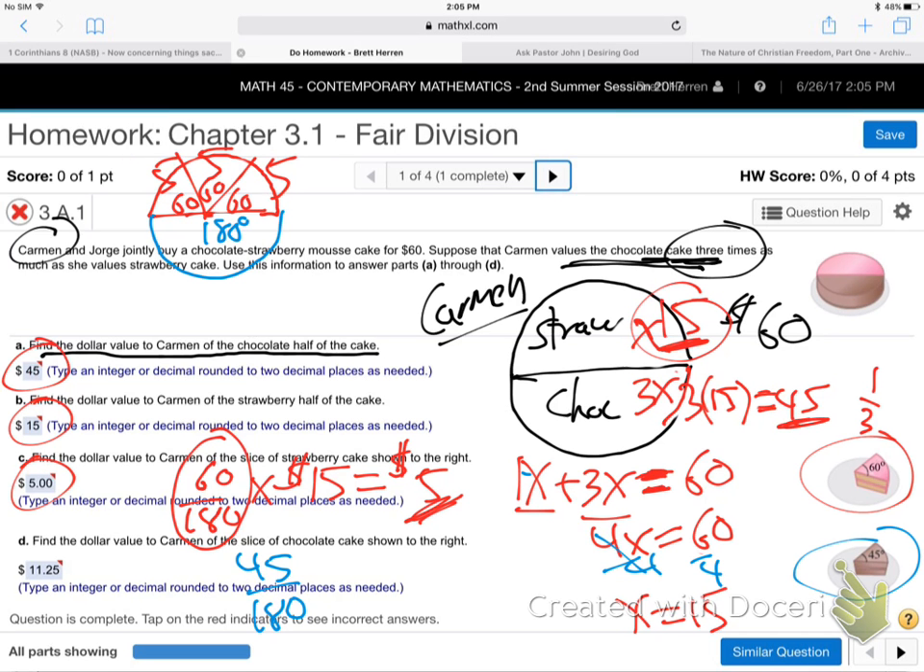45 out of 180 times, what's the whole chocolate thing worth? Because it's that portion of, and of always means times, huh? It's that portion of the whole chocolate piece. What's the whole chocolate worth? 45. So it's 1/4 of 45, which is that $11.25 answer that they got. Does that make sense?